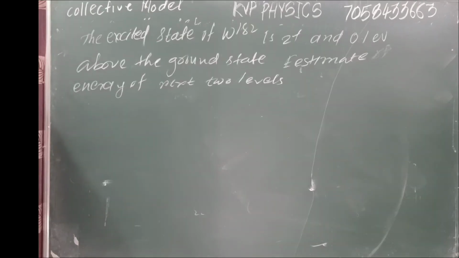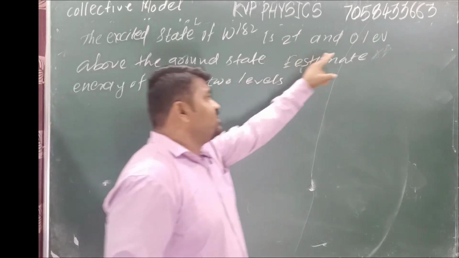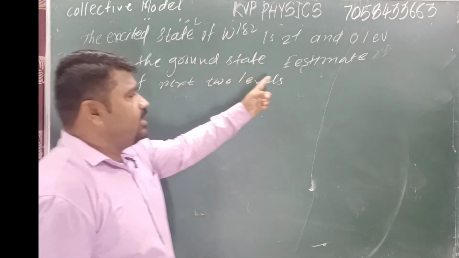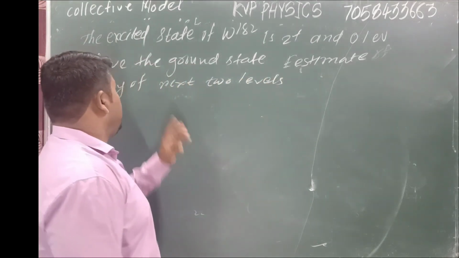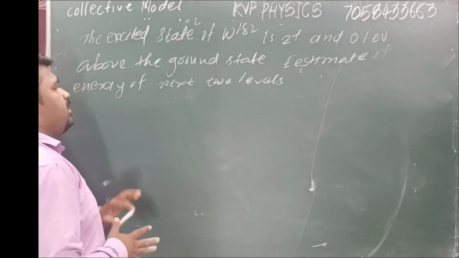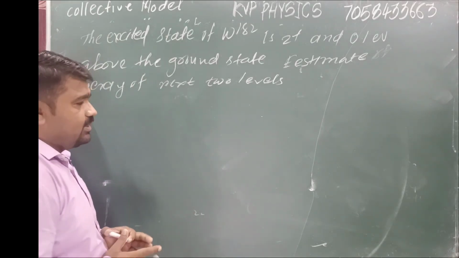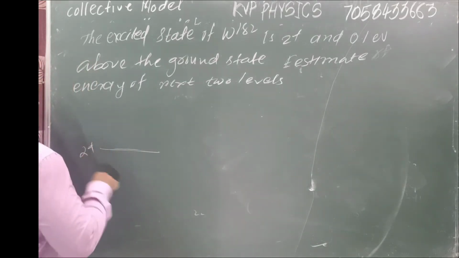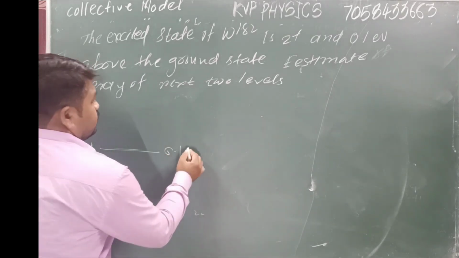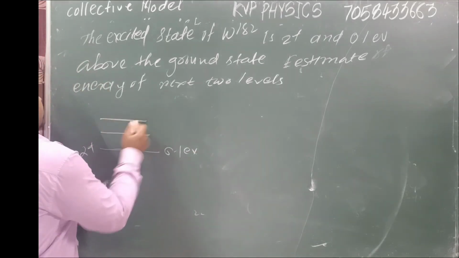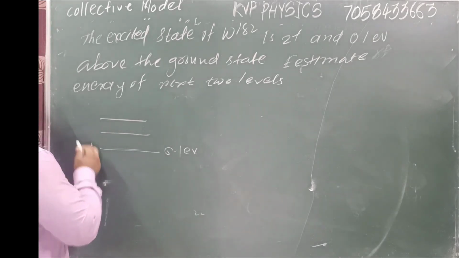Next problem. The excited state of W182 is a 2 plus at 0.1 energy above the ground state. Estimate the energy of the next two energy levels. They are given data. The 2 plus energy is 0.1 electron volt. Let's find out the next two energy levels. What are the next two energy levels?